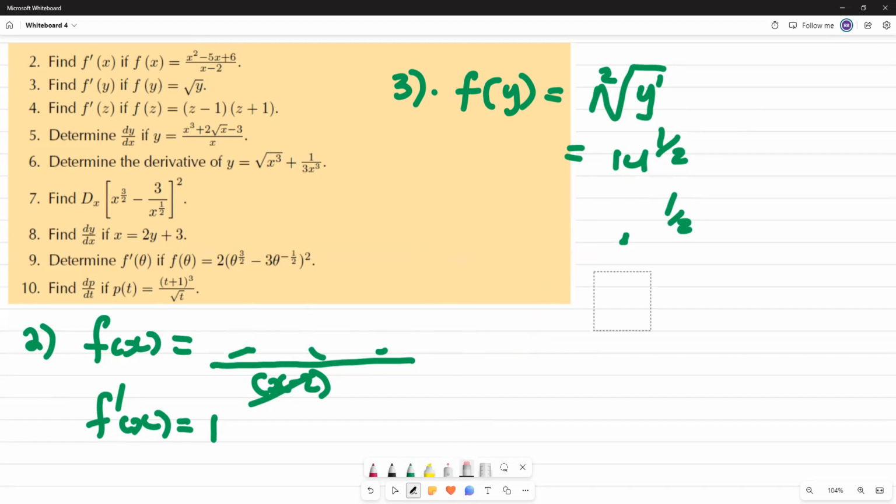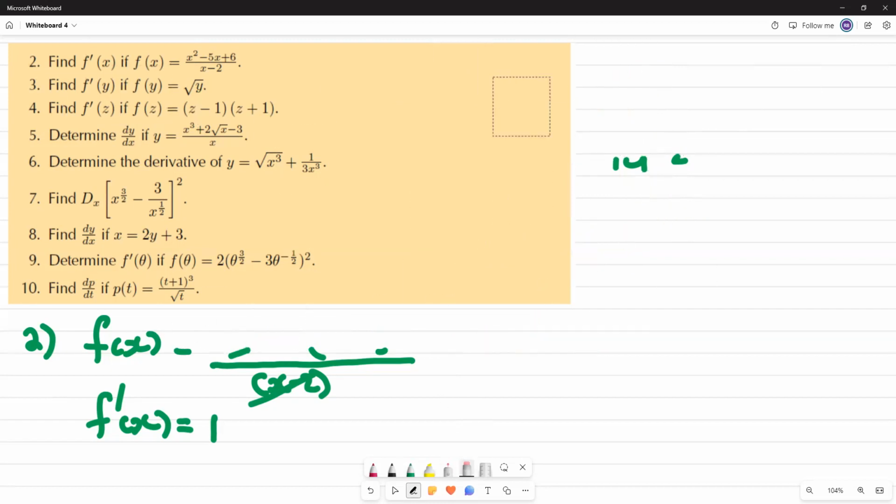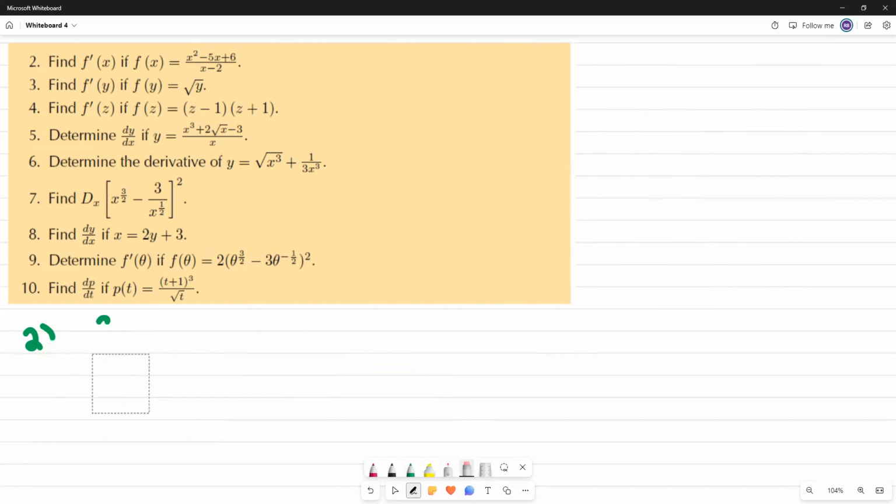Now we're going to go to number 4. Let me quickly erase. So now let's get to number 4, ladies and gentlemen. So on number 4, we have f of z equals z minus 1, z plus 1, right?